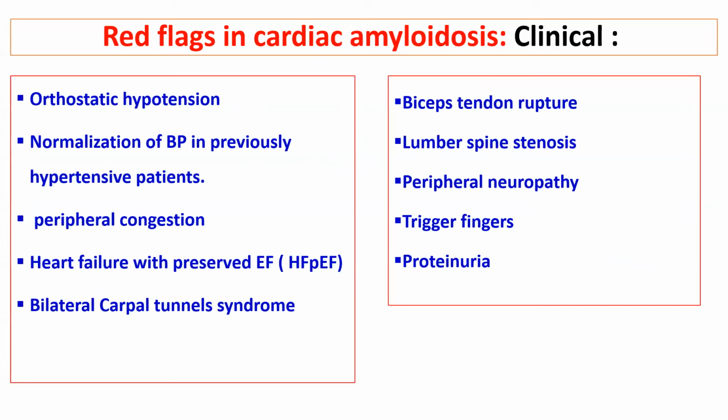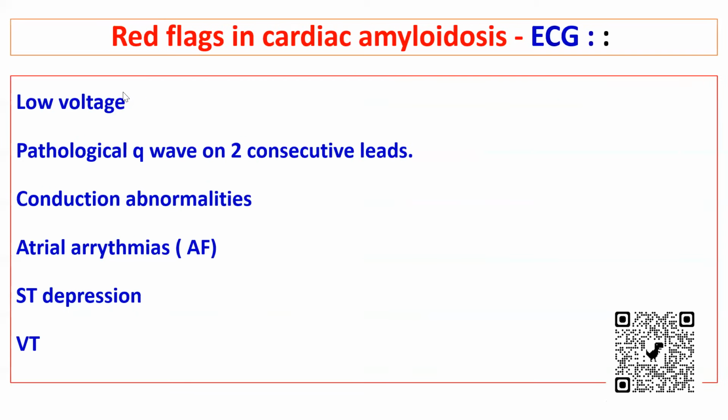So the diagnostic workup starts with clinical suspicion. Clinical suspicion comes from the red flags. The clinical red flags include orthostatic hypotension, normalization of blood pressure in previously hypertensive patients, peripheral congestion, heart failure with preserved ejection fraction, bilateral carpal tunnel syndrome, biceps tendon rupture, lumbar spine stenosis, peripheral neuropathy, trigger finger, and proteinuria.